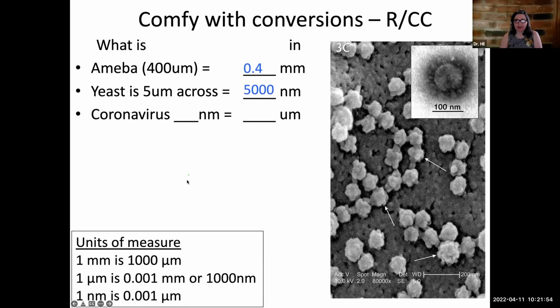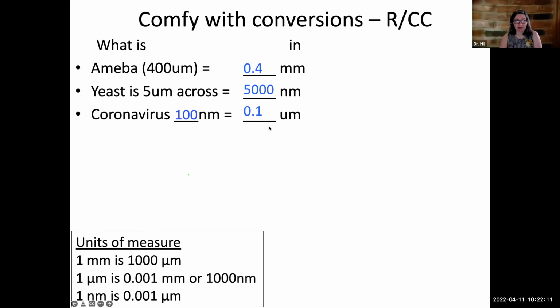Great. So we're going from nanometers, a small unit, to micrometers, a larger one. There's going to be fewer of these, just like if you were measuring something in centimeters and converted it to meters, there's going to be fewer meters. So we have to divide. We have to divide by 1,000. And so we get 0.1.